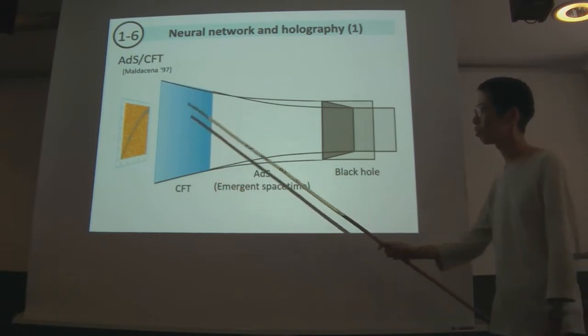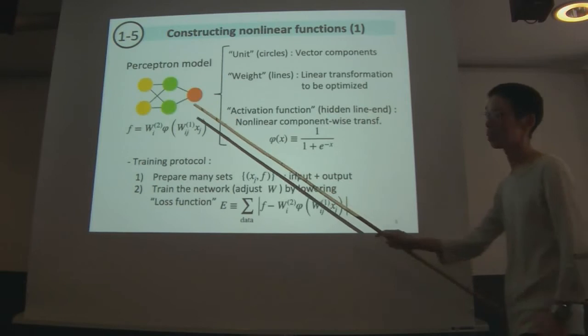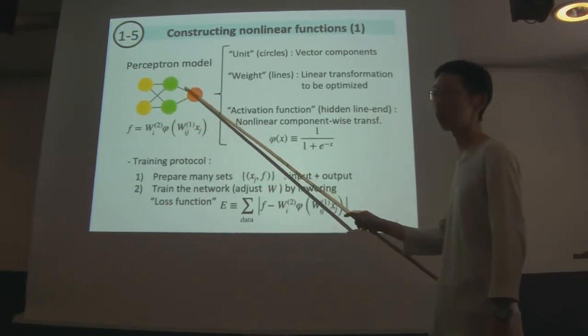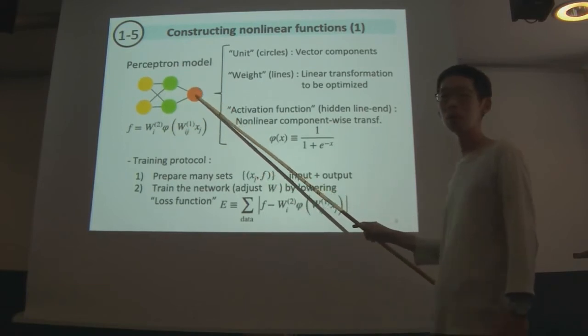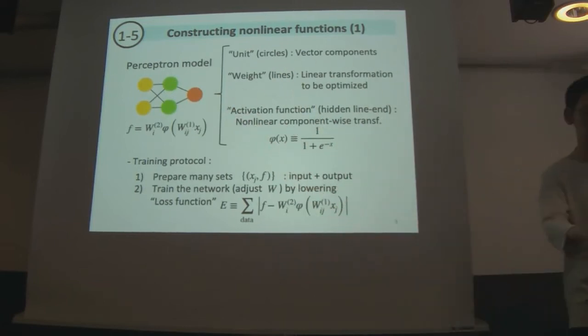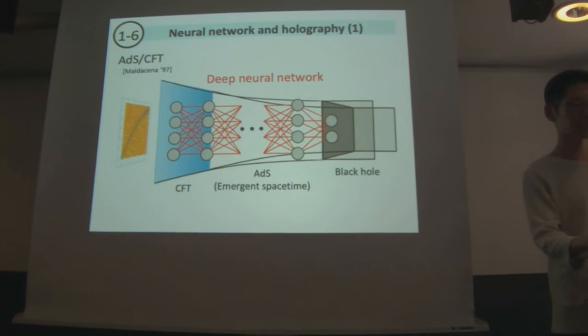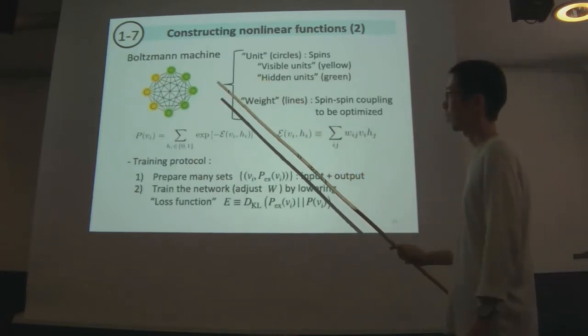And this structure looks quite similar to what we have seen, right? So you assume that these green circles are bulk, this one is a boundary, and this one is a black hole horizon. I'll make this correspondence more clear later. And before getting into this correspondence, which I will use for QCD, I'd like to explain the other one, that is this Boltzmann machine.